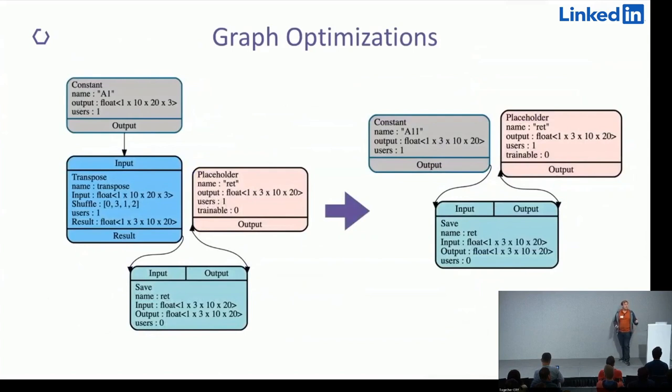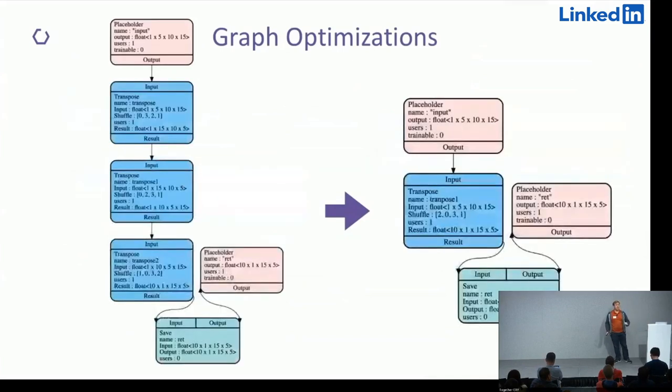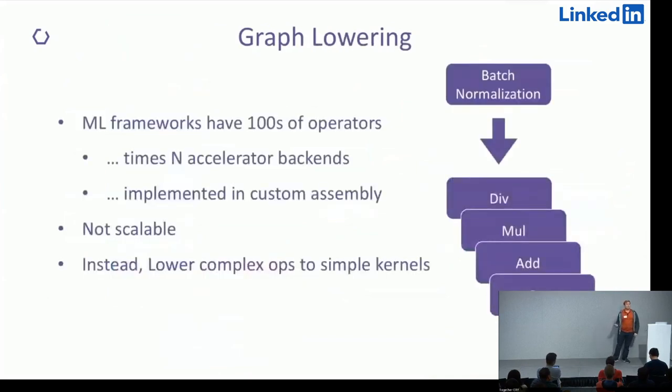Some examples: here you have a constant in the top left, which is being transposed before being passed into its next operator. So if that constant is only being used by that operator, why don't we just transpose it at the beginning at compile time, and that saves us a transpose at runtime? Or you have transpose into transpose into transpose. It happens sometimes with different larger-scale operators. You can remove two of those transposes, saving you valuable compute cycles.